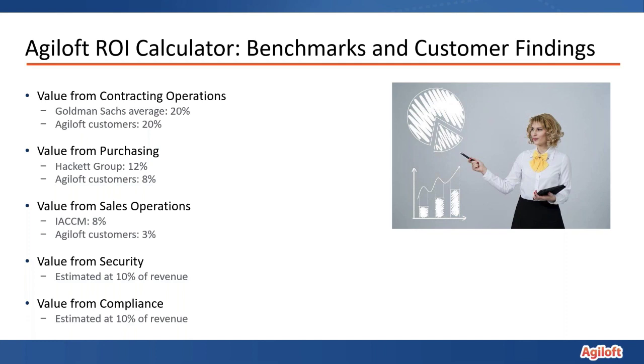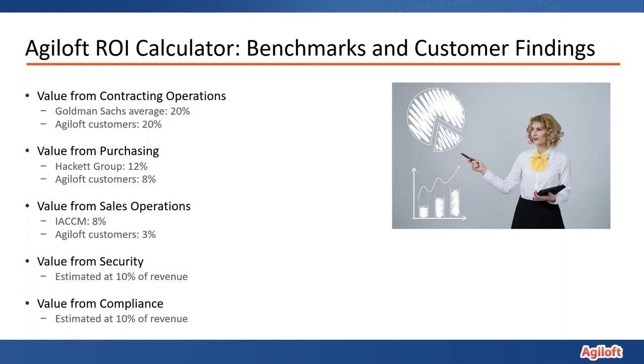The first is operational efficiencies. This is mostly about legal man hours, so the time spent reviewing contracts, redlining, approving, and so on. Goldman Sachs estimates automation of this process saves about 20% of budget, and our customer findings were consistent with that. Our customers found about 20% savings on legal man hours.